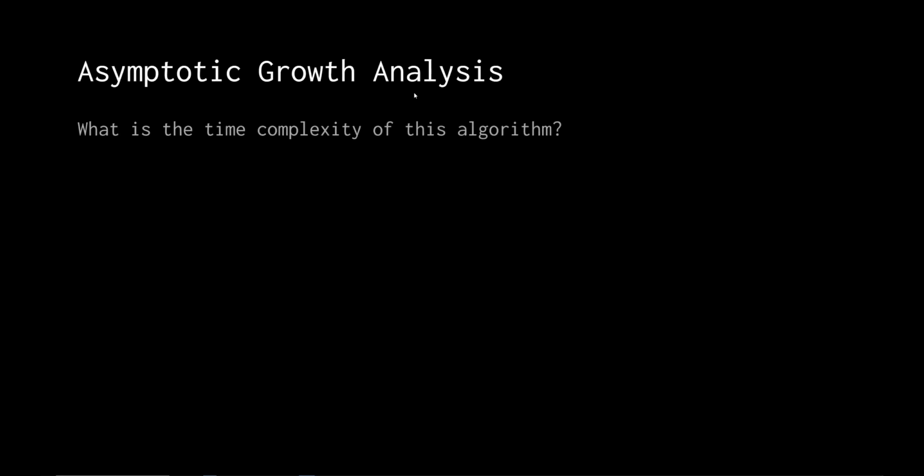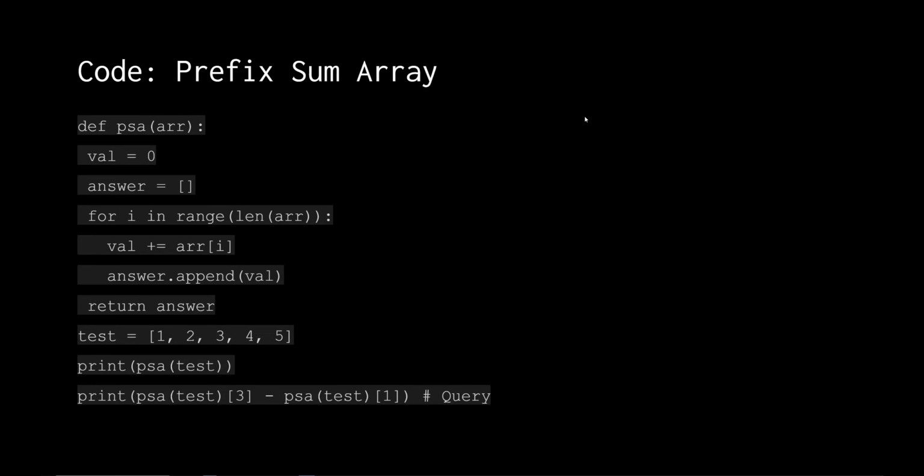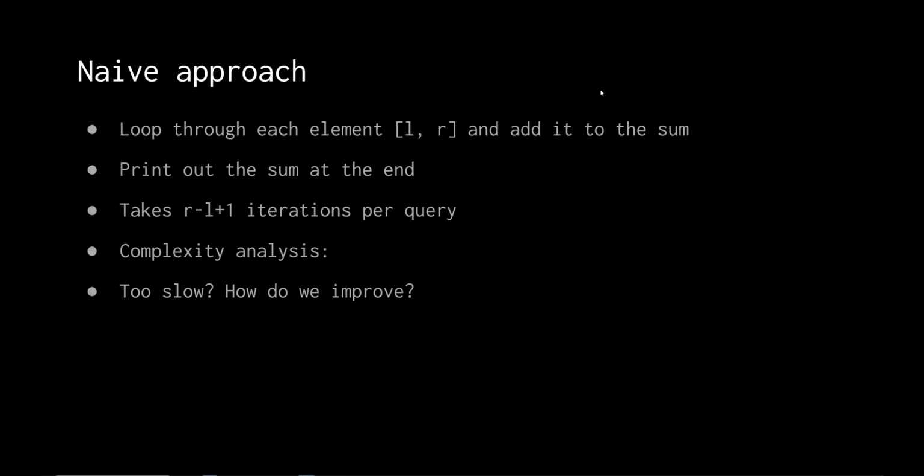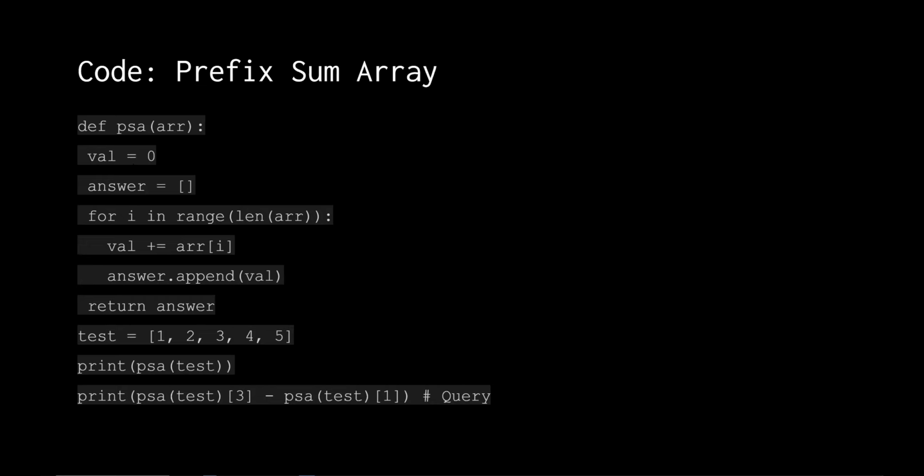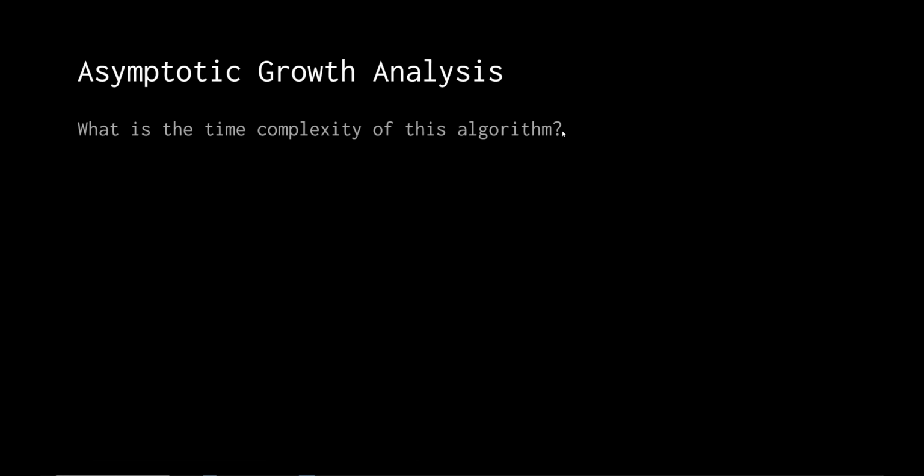Okay. Asymptotic growth analysis. So finally, now that we know basically how prefix summaries work and how to implement one, how do we actually analyze the time complexity of the algorithm?